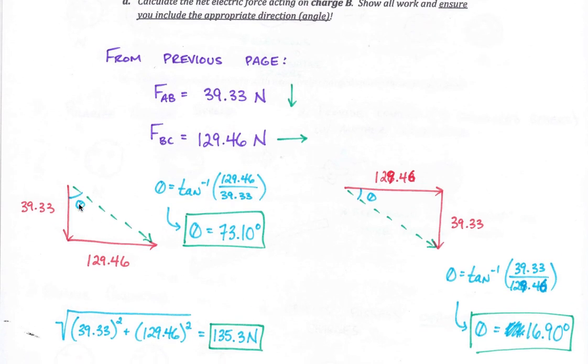And using the inverse tangent based on how you have this set up, you will either find 73.1 degrees. In this case, it's measured off of the vertical vector, which is the y-axis. So this would be 73.10 degrees off the y-axis. Alternatively, if you use this triangle, you would find 16.9 degrees off of the horizontal here, which is the x. So while you get the same hypotenuse and the same net force value, there are two angles which can be accepted depending on whether you're referencing the y or the x.